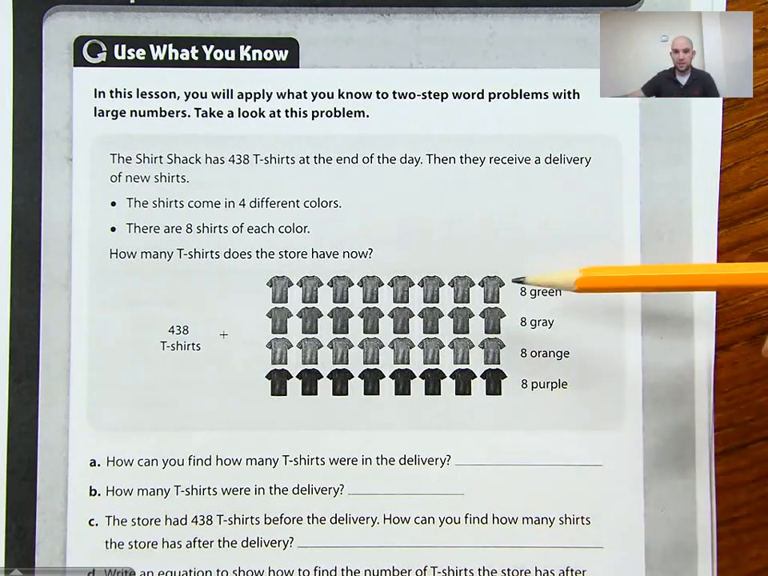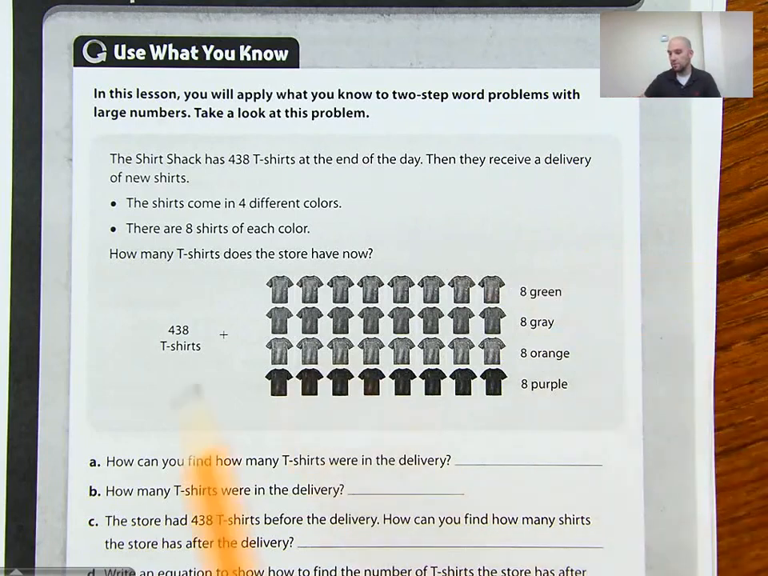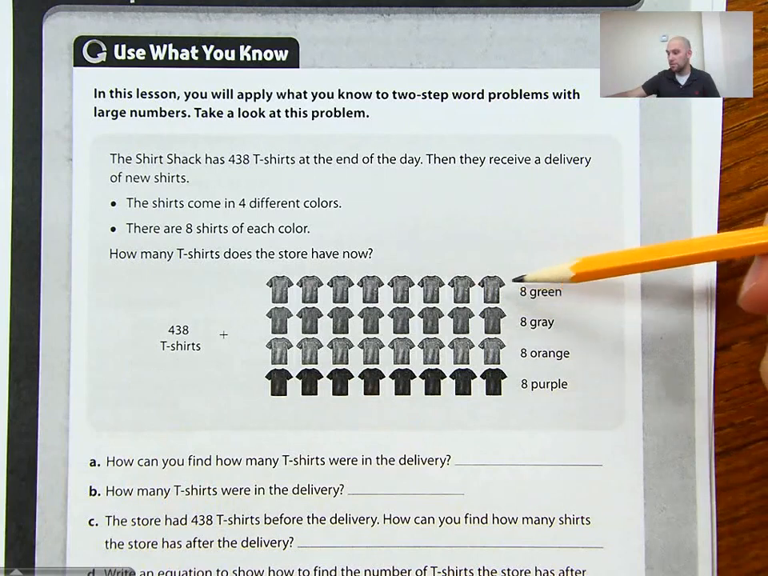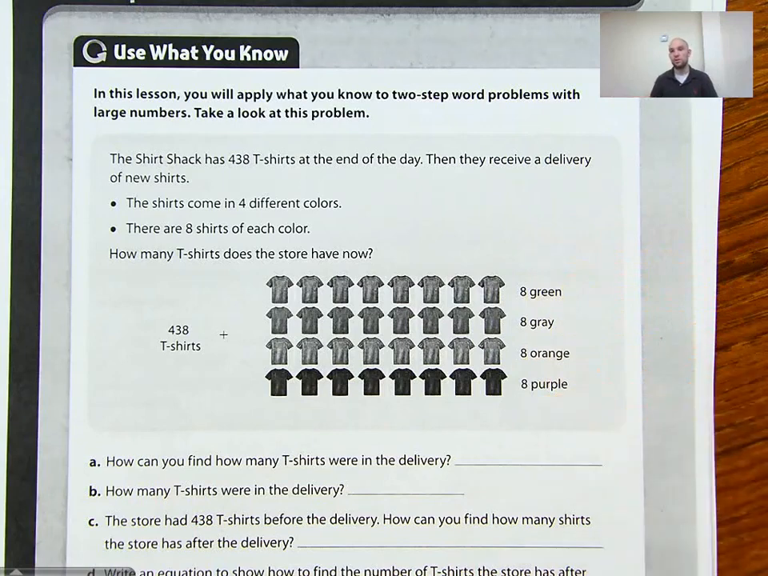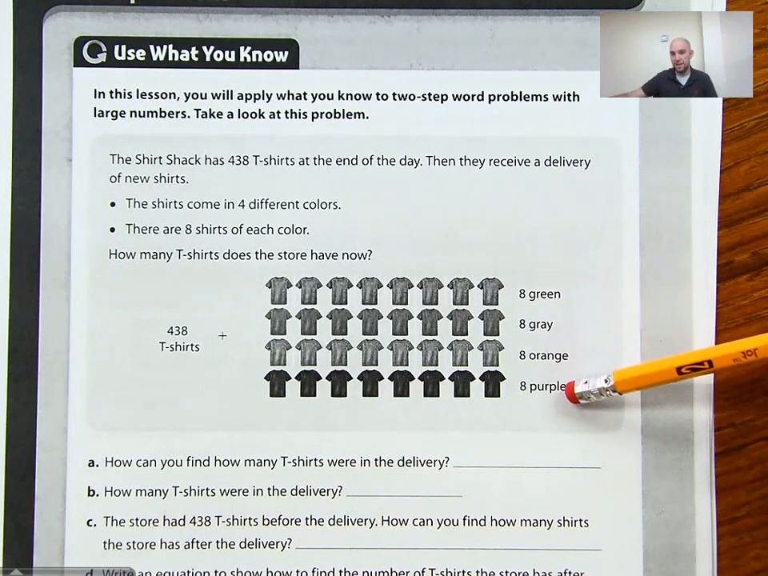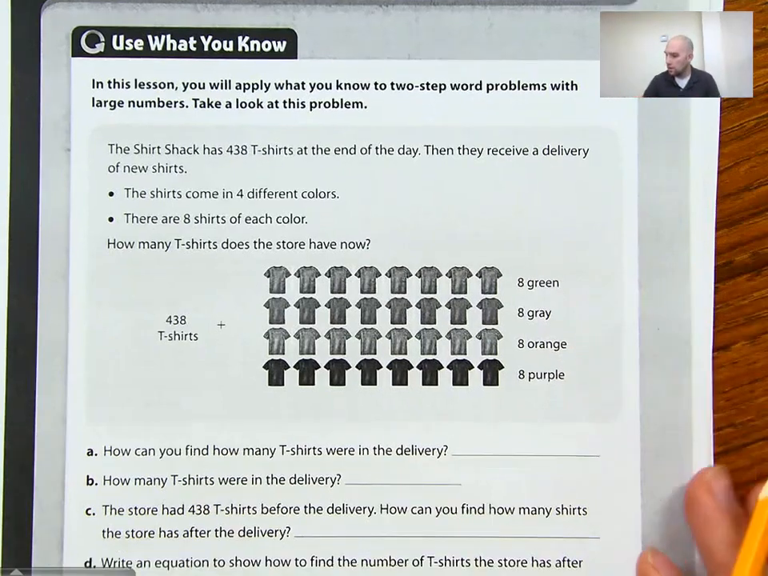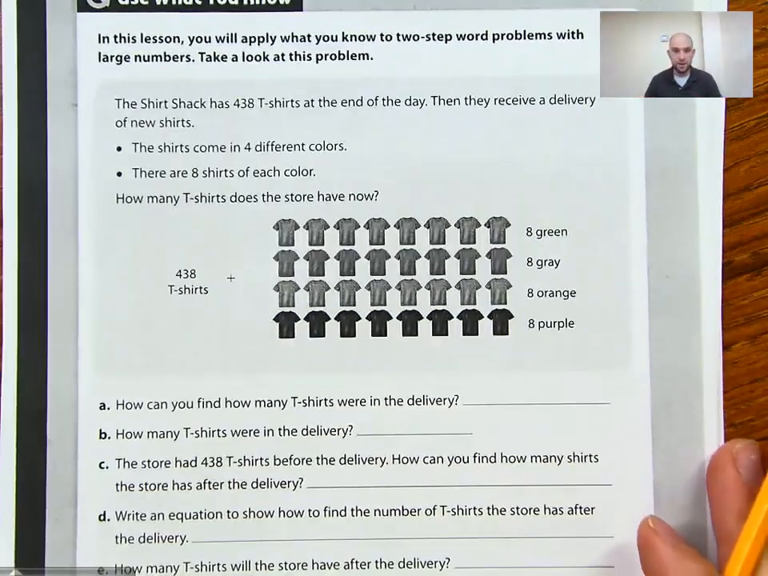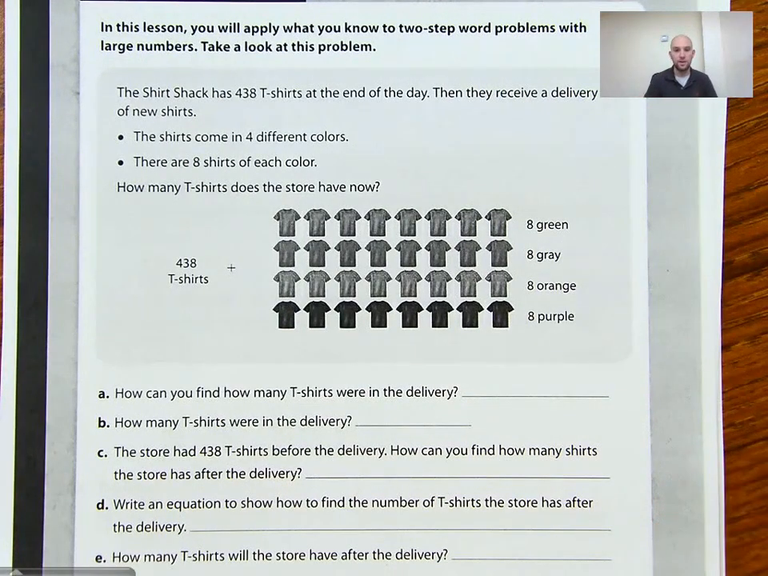If we look down here, we see we have all of our t-shirts pictured. We have our 438 t-shirts that we began with, and then we have our 8 t-shirts in 4 different colors. These shirts here are all different shades of gray on our paper because we didn't print this out in a color printer, so we'll have to use our imaginations on the colors. But it does show that we have 8 green, 8 gray, 8 orange, and 8 purple. So letter A here says, how can you find how many t-shirts were in the delivery?